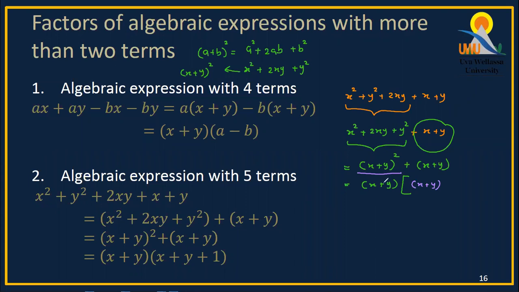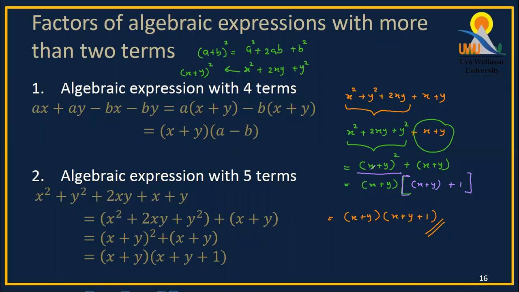Once you have taken this x plus y out, then the remaining would be 1. Don't make this 0, because once you multiply these two values, it should give this value as 1. It will not be equal to 0, therefore it has to be plus 1. Therefore, the final answer can be taken in this form. This is the first factor you have identified. It is equal to x plus y. And the second factor is now x plus y plus 1. This is how we factorize the algebraic expression with 5 terms.